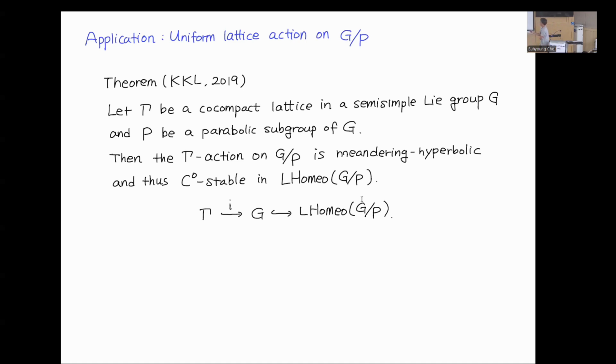interesting theorem. That means that the co-compact lattice in higher rank, acting on the flag space, is meandering-hyperbolic. So this action is C0 stable in the Lipschitz homeomorphisms of each flag space. If you perturb the co-compact lattice action on the flag space a little, you still get the same action on the flag space.